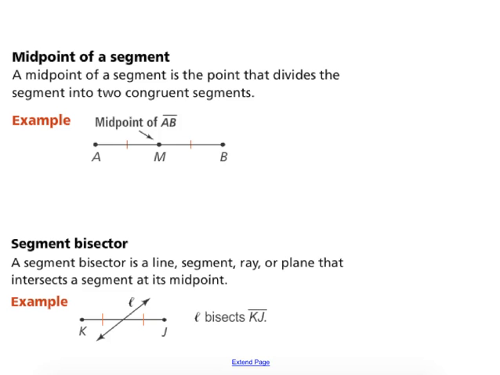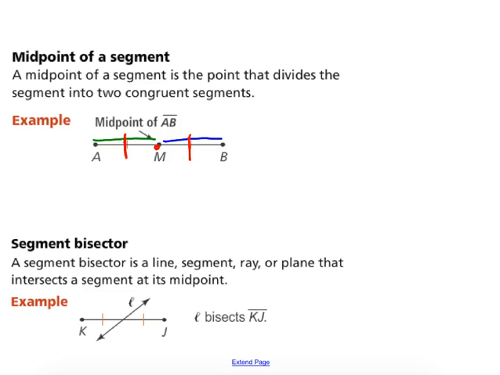Okay, now a midpoint of a segment is just the place on a segment that divides the segment into two congruent pieces. So the midpoint of our segment here, AB, is M, because it divides AB into two congruent pieces. And again, we know that because it's marked by these tick marks.